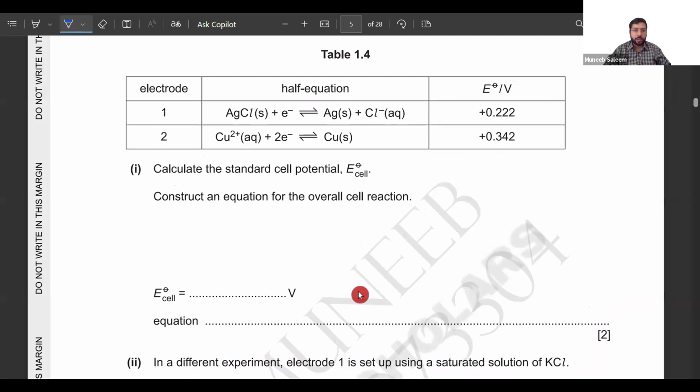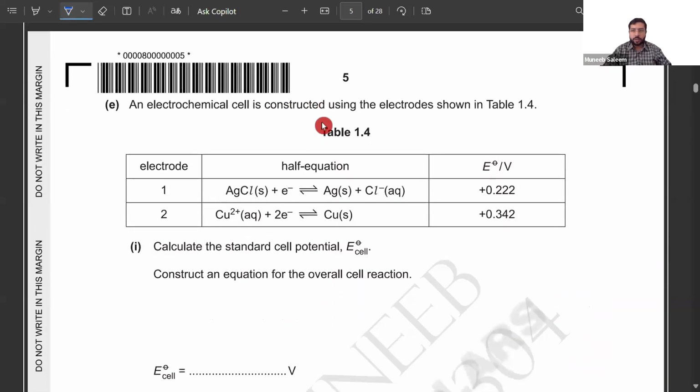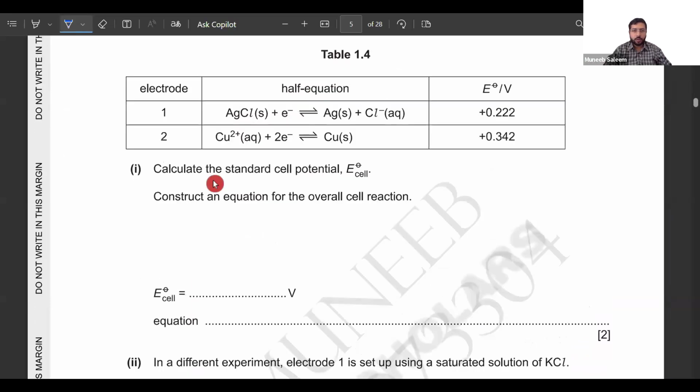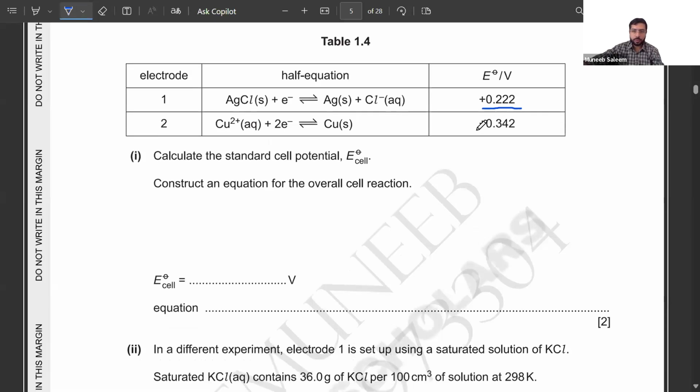Now the next question, number E: an electrochemical cell is constructed using the electrodes. So this is a table. We have to calculate the cell potential, and also write the equation for the overall cell reaction. If we look at the table, the electrode potential value for the first electrode is plus 0.222, and for electrode 2 is plus 0.342, which means one of these is the cathode and the other one is the anode.